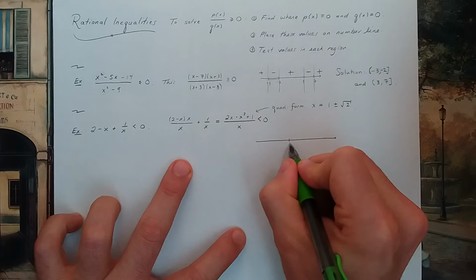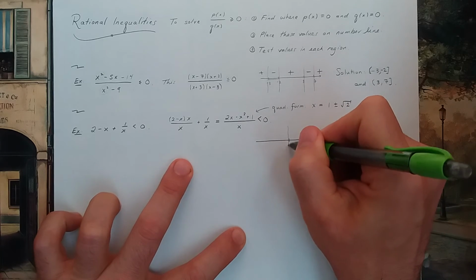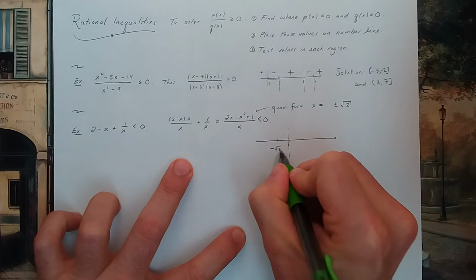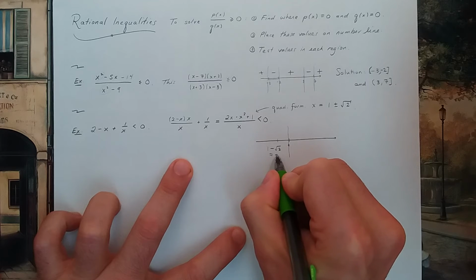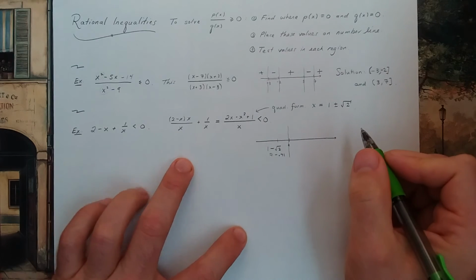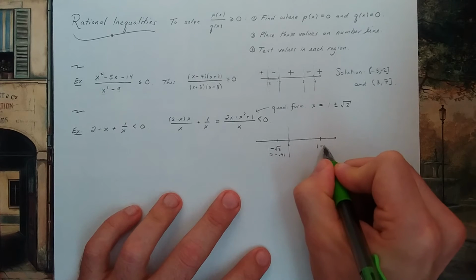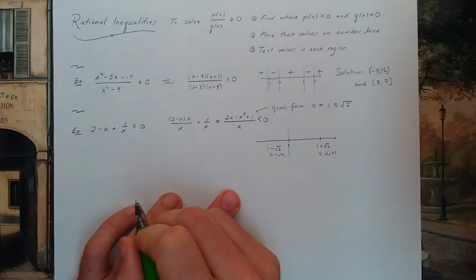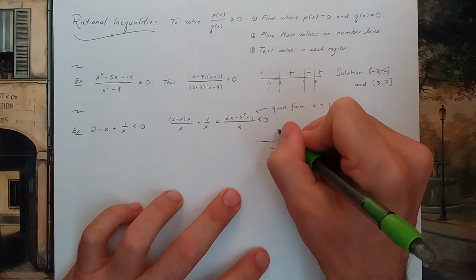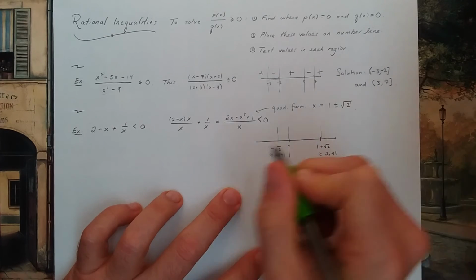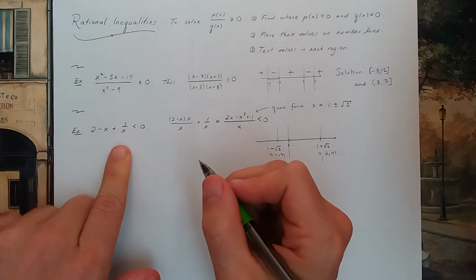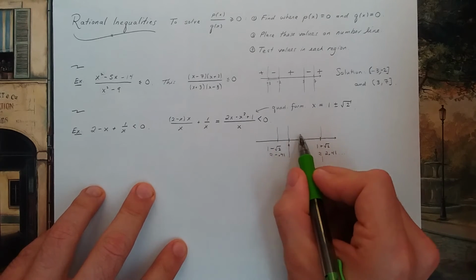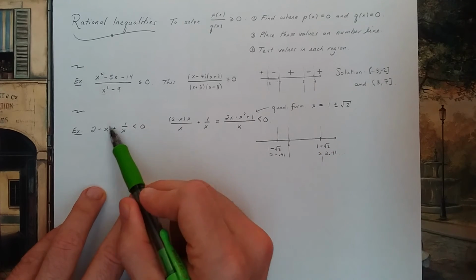So I have 0 is one value that creates a barrier. 1 minus root 2 is another number. That's about negative 0.41. The other value is 1 plus root 2, which is approximately 2.41. Okay, so I have my regions sectioned off. I test different values. If you test a positive value, that's like, say, plugging in 1. So in this region, if I plug in 1, I get 2 minus 1 plus 1. So that's a positive.